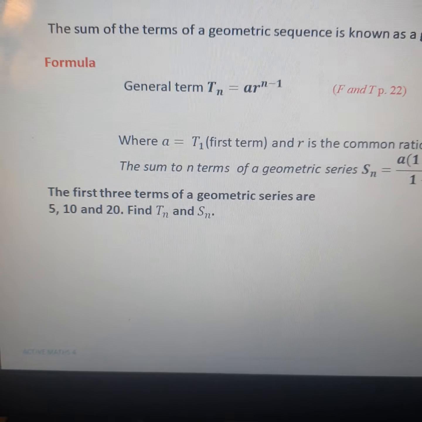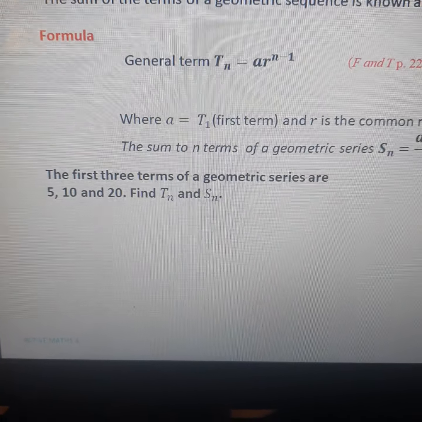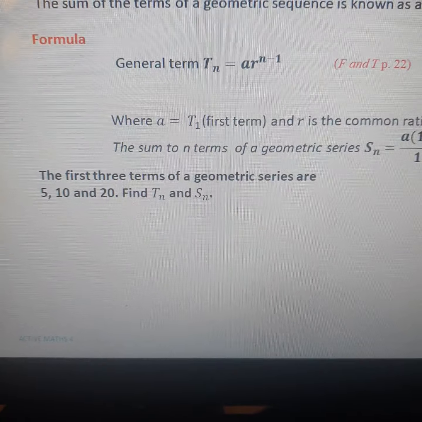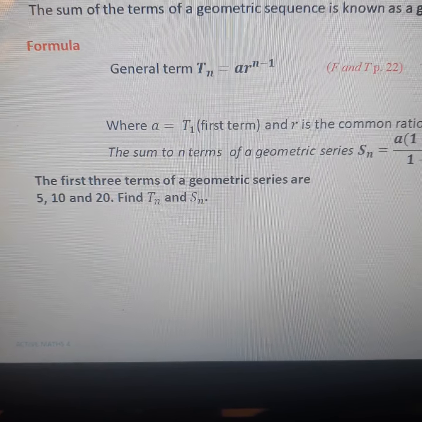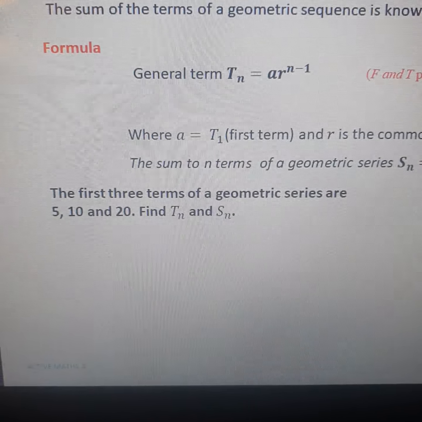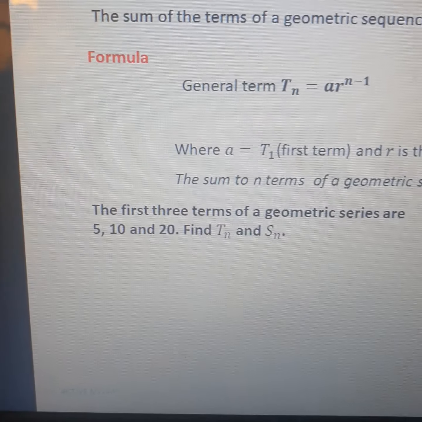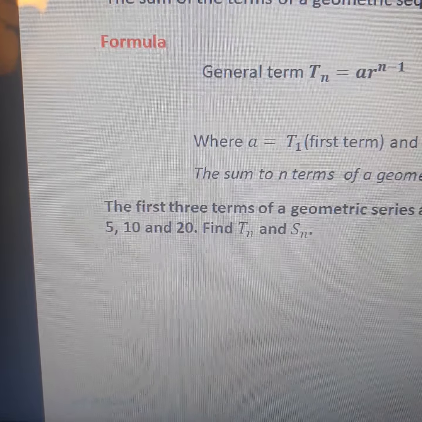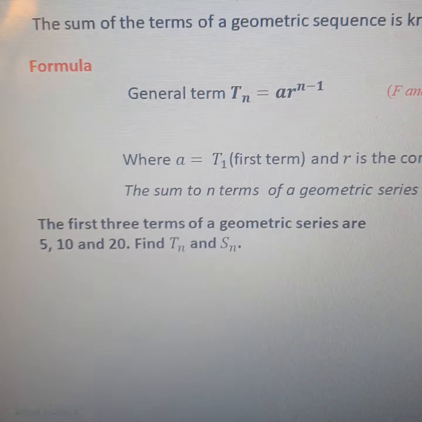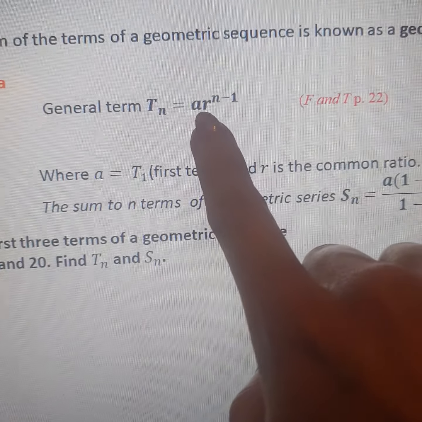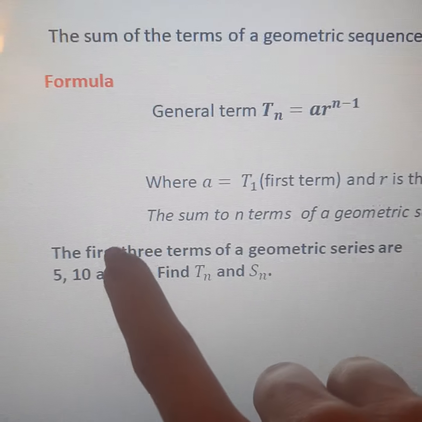So let's look at this particular example here. The first three terms of a geometric series are 5, 10, and 20. Find Tn and find Sn. Okay, so let's look at what we have. We have 5, 10, and 20. What's the first term? Think about what we need to fill in. We need to know the first term A, so the first term is 5.